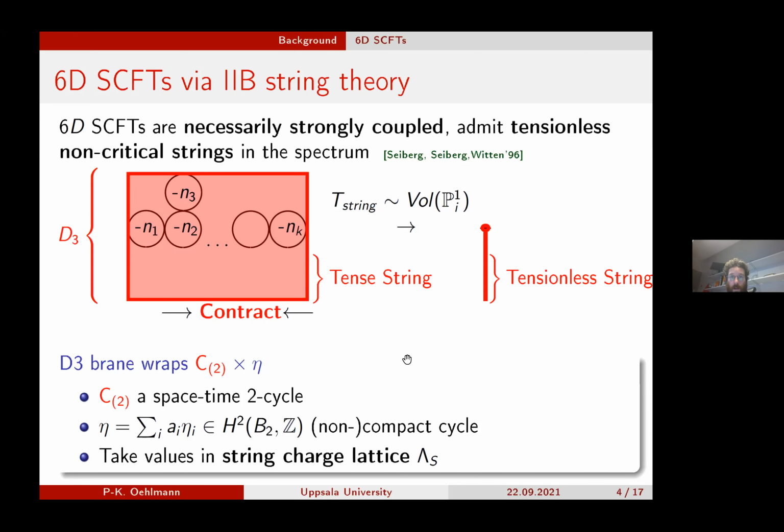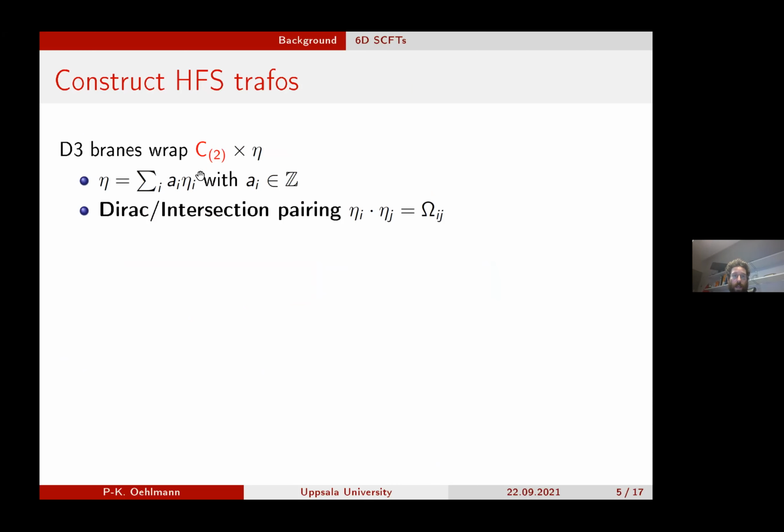And this string charge lattice is sort of important for the following reasons. So like I said, I have the string which wraps this space-time cycle and this internal cycle eta, and if I write this 2-cycle eta in terms of a basis, which I can do, of course, I will just write it in a basis of my H2, and these basis elements define a certain intersection pairing geometrically, which you can identify with a Dirac pairing. So these basis elements eta_i define for you the geometric intersection pairing Omega_ij, which up to a sign corresponds to the Dirac pairing of the theory.